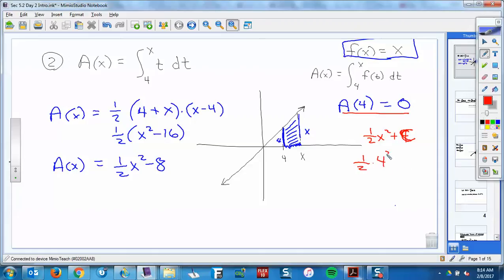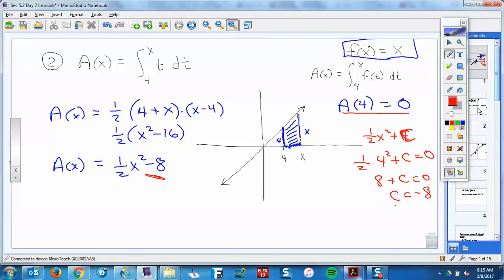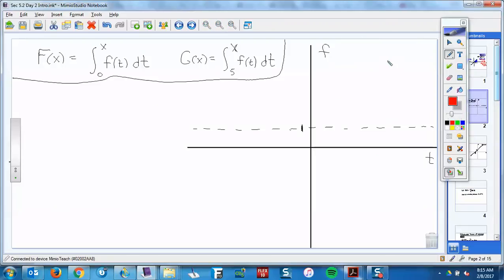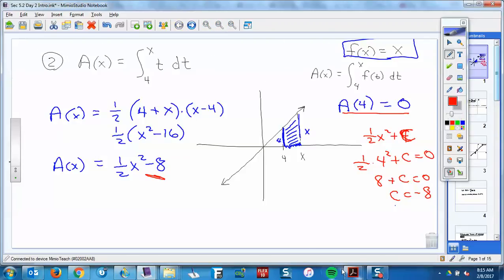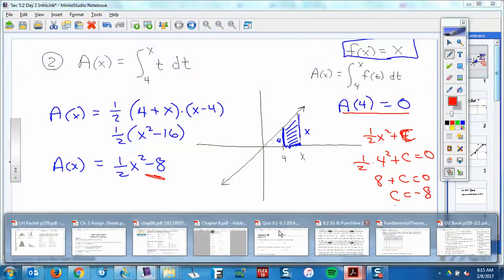1/2 times 4 squared plus c has to equal 0. That would be 8 plus c equals 0. That would be c equals -8. So we're not surprised that we got c to be -8 over there. But it's kind of cool that by doing a trapezoid area, this area actually comes out to that. It's a neat connection that we're going to keep working on. Okay, so now let's go to that 3 through 11 section.